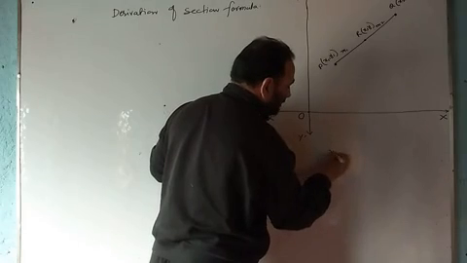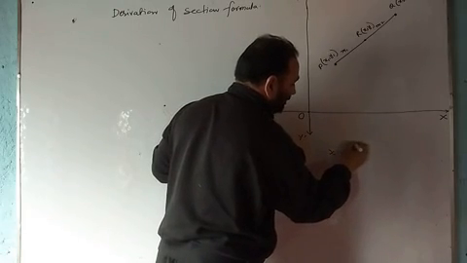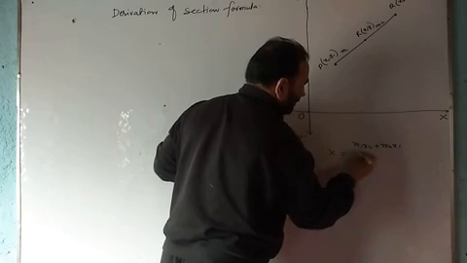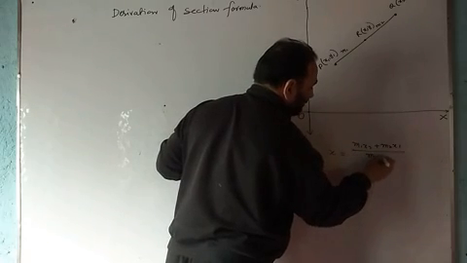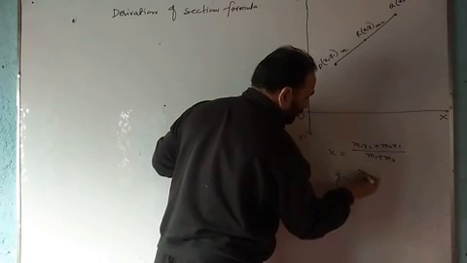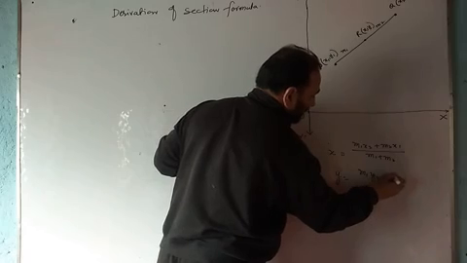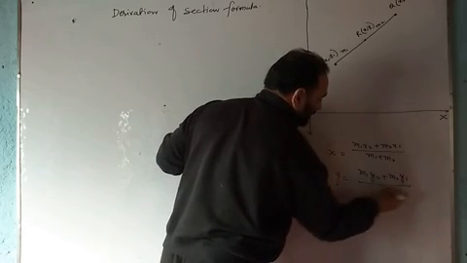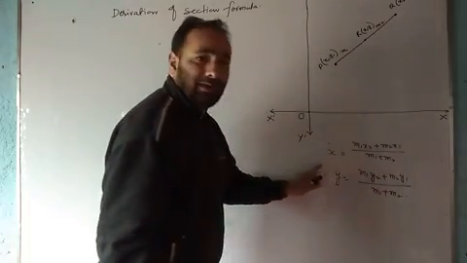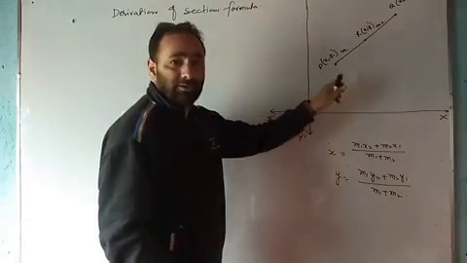So in the end, we will find x equal to M1 x2 plus M2 x1 divided by M1 plus M2, and y equal to M1 y2 plus M2 y1 divided by M1 plus M2. This will be our derivation. We'll be solving it over here.